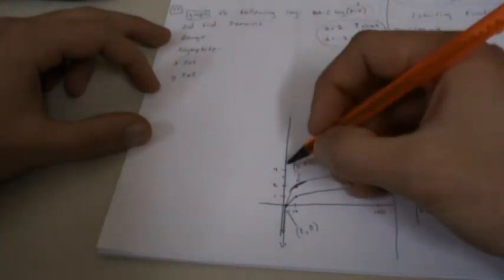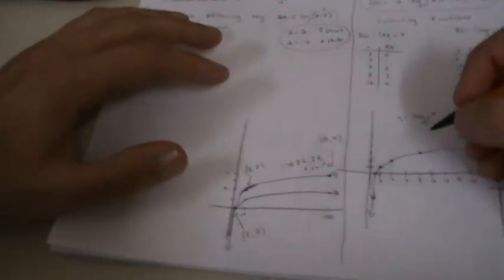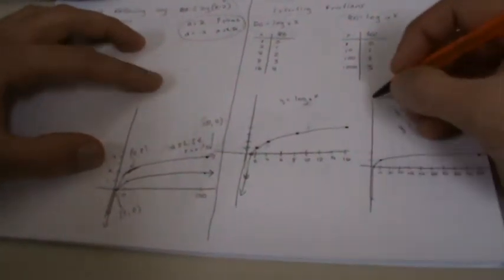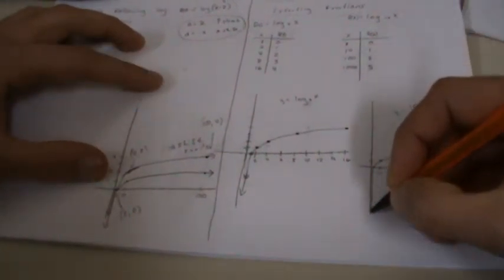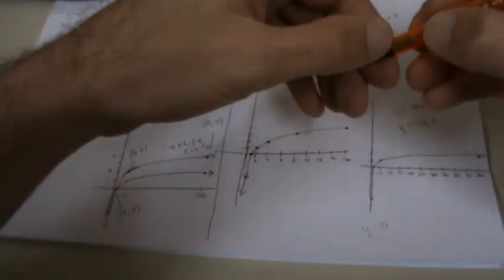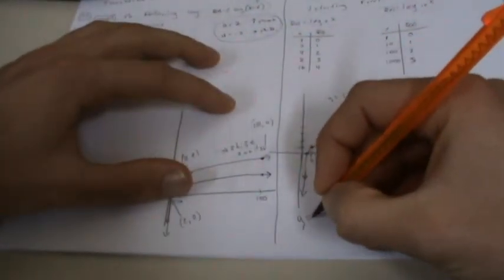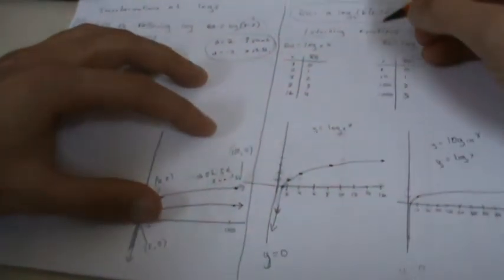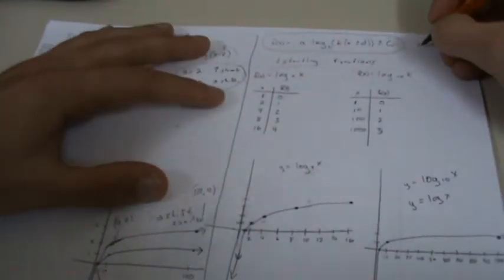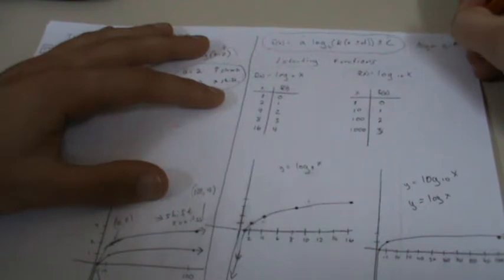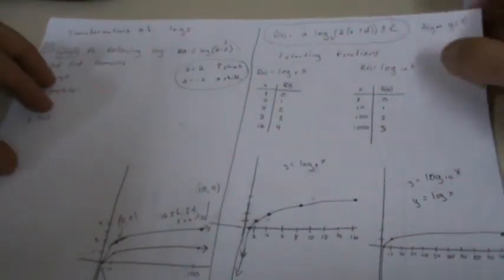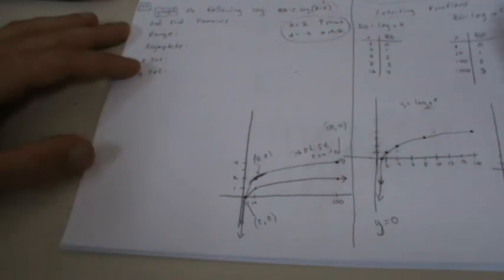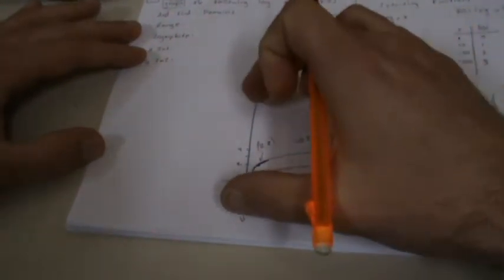Alright, now basically what I want to do is find out the domain. So if we look at these original functions here, they have an asymptote at y equals 0, both of them. And this is a vertical asymptote. So all logarithms start with an asymptote at y equals 0. And the only way that the asymptote can be changed is if I have a d value.